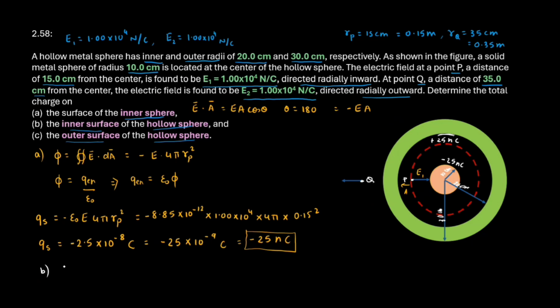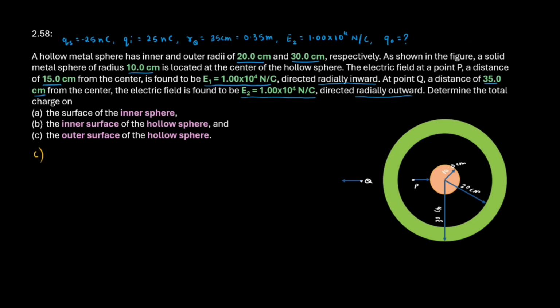So I can write the charge on the inner surface of the hollow sphere to be equal to negative of Qs, where Qs is the charge on the solid metal sphere. That is equal to negative of minus 25 nanocoulomb. That becomes equal to positive 25 nanocoulomb.